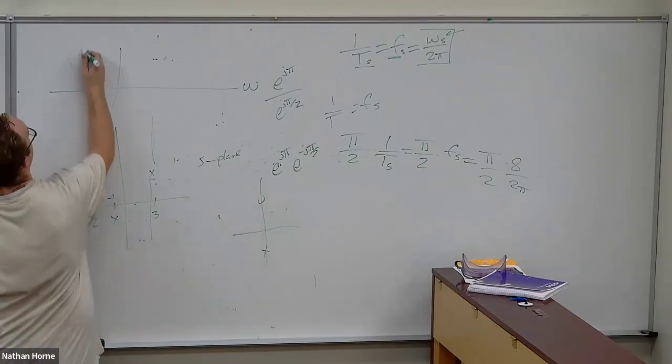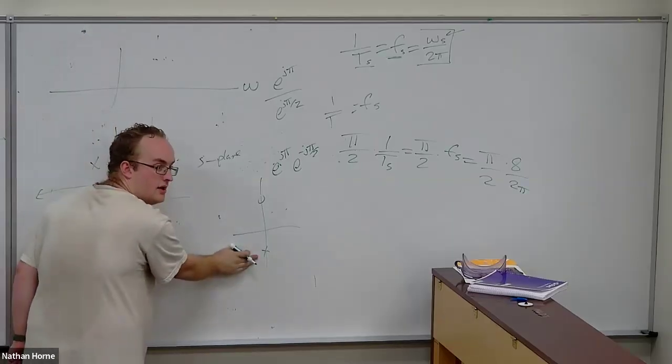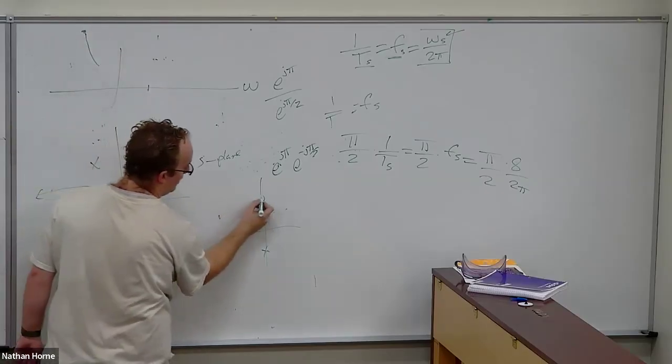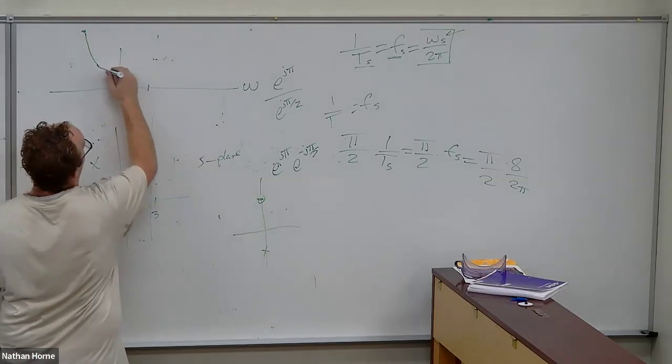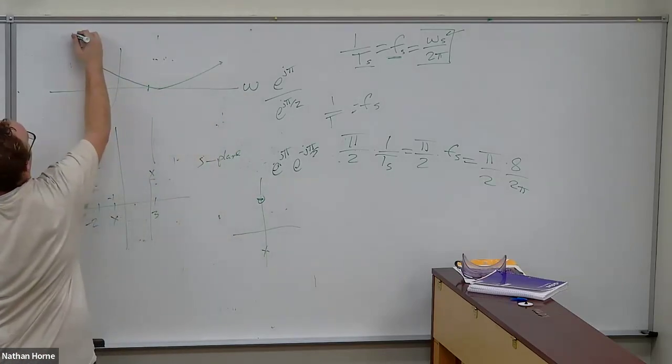So we're going to have a discontinuity right here, and then it's going to come back down. And then right here, it's going to be zero. And then it will go back up again. Does that kind of make sense?